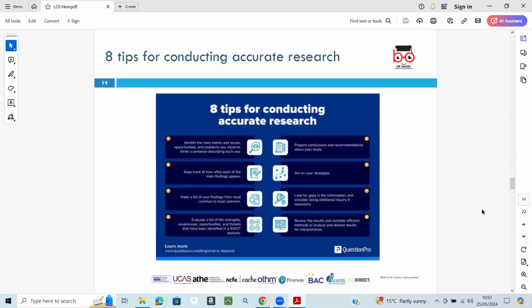Right. So here they are discussing 8 tips for conducting accurate research. It says to identify the main trends and issues, opportunities and problems you observe. Write a sentence describing each one. Then keep track of how often each of the main findings appear. So some of the 8 tips are mentioned in that slide.